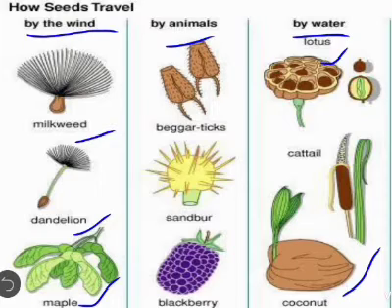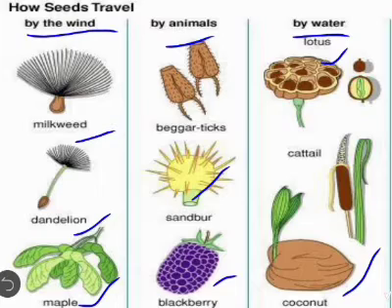Birds, monkeys, and other animals eat the fruit of many plants and throw away the seeds. Some plants have fruits or seeds with hooks, bristles, or spines. These get attached to the fur of animals or to our clothes. They are carried a long way before they fall off or are brushed off.